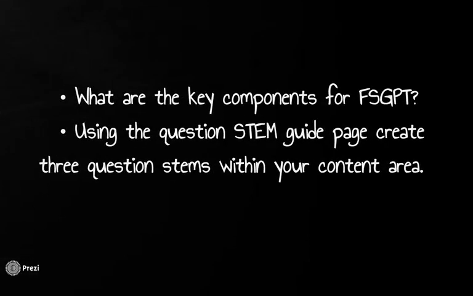And so during the training, you would be answering these questions. What are the key components of a frequent small group purposeful conversation? And then using the question STEM guide page, create 3 question stems within your content area. The 3 question STEM guides are in the small group purposeful talk section within the Fundamental 5 textbook. So make sure you go through the book and look at how to develop those STEM questions, and they really help you develop rigorous questions for students and their intentional questions.